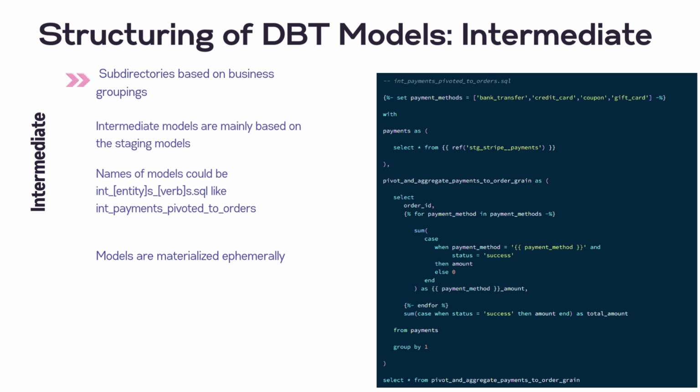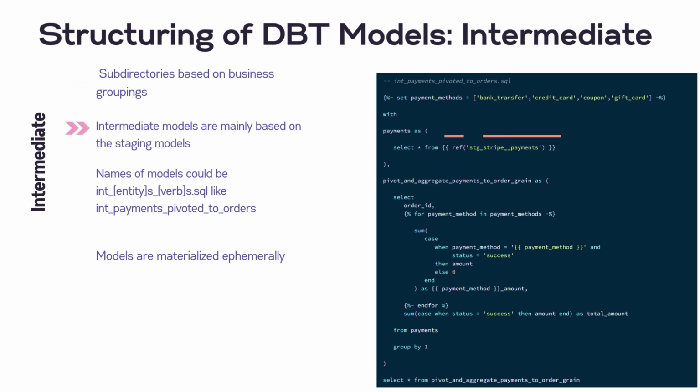Subdirectories based on business groupings. Just as we structured the staging layer by source, the intermediate layer can be organized into subdirectories based on business groupings. For example, you might group transformations by business domains like payments, orders, or customers. This makes your pipeline modular and easier to navigate.